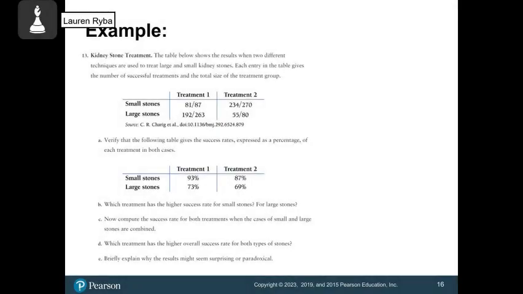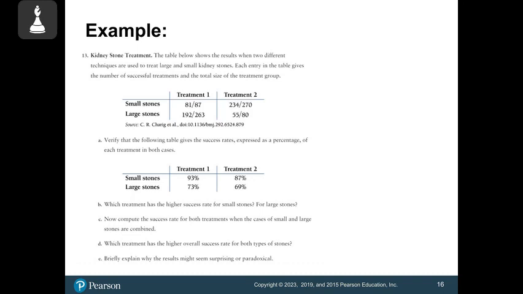Let's look at an example for kidney stone treatment. The table below shows the results when two different techniques are used to treat large and small kidney stones. Each entry in the table gives the number of successful treatments and the total size of the treatment group. So in this table, we have two treatments, treatment 1 and 2, on both large and small kidney stones.